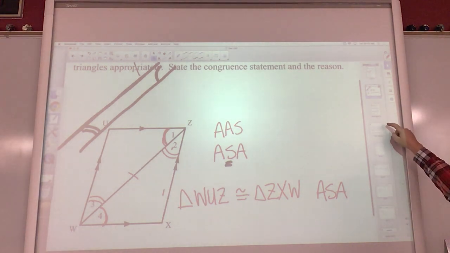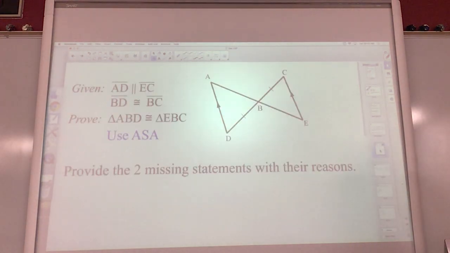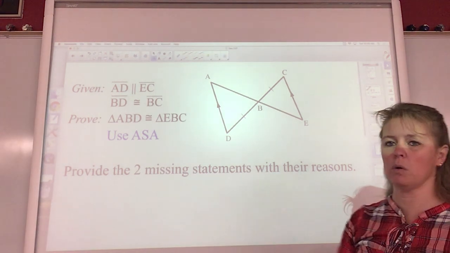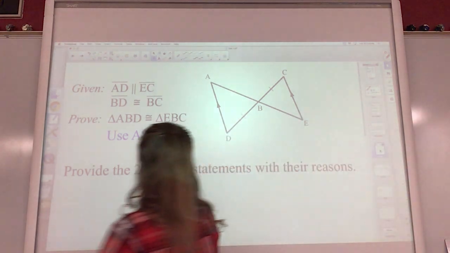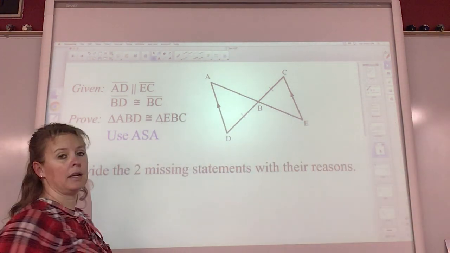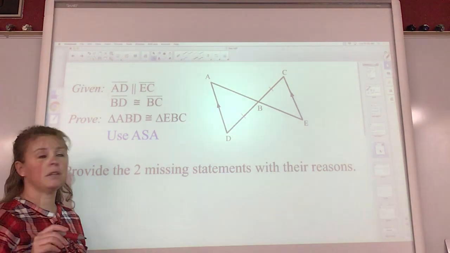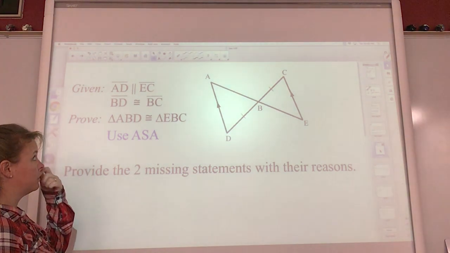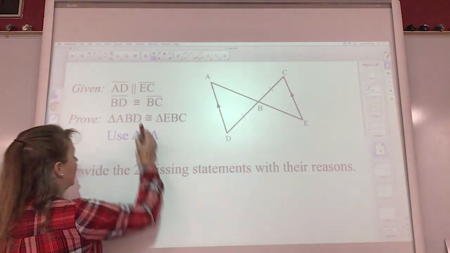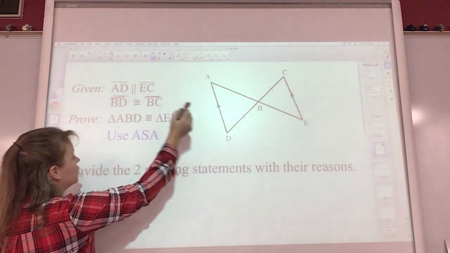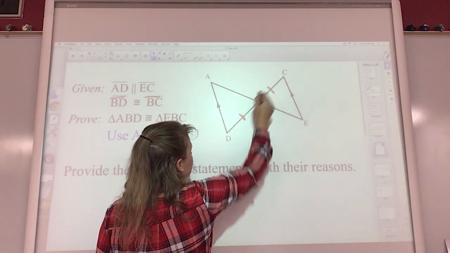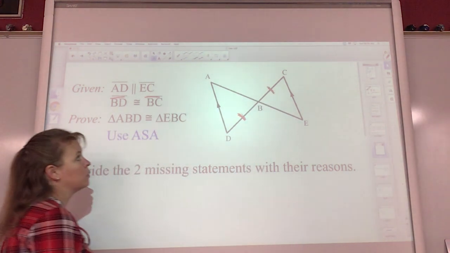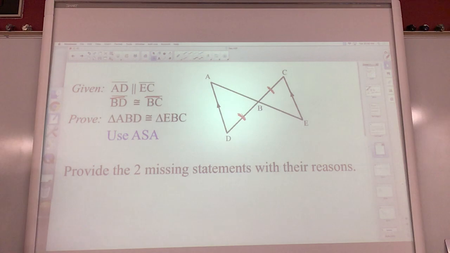All right, let's try this one. This is what a proof would look like in your assignment. They always give you all this given list and then they tell you what you're going to prove. I'm telling you right here in blue that you have to use angle side angle. If you are told you have to use angle side angle, we've got to find two angles and a side. They gave us one side. Segment BD is congruent to segment CB. So we've got one pair of sides. We have to come up with the other angles.